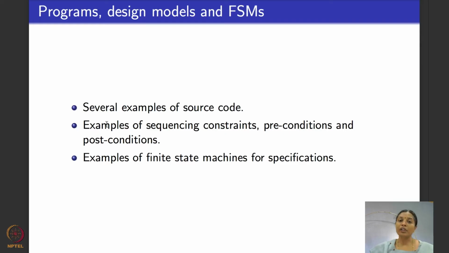So we saw several examples of source code. If you try to recap the examples that we saw throughout the program, we saw triangle types, then we saw thermostat, several different examples. Then we saw examples of sequencing constraints, preconditions, postconditions. If you remember, the calendar method, queue example, file open, file close. Then we saw examples of finite state machines for specifications: subway, microwave oven, and so on.